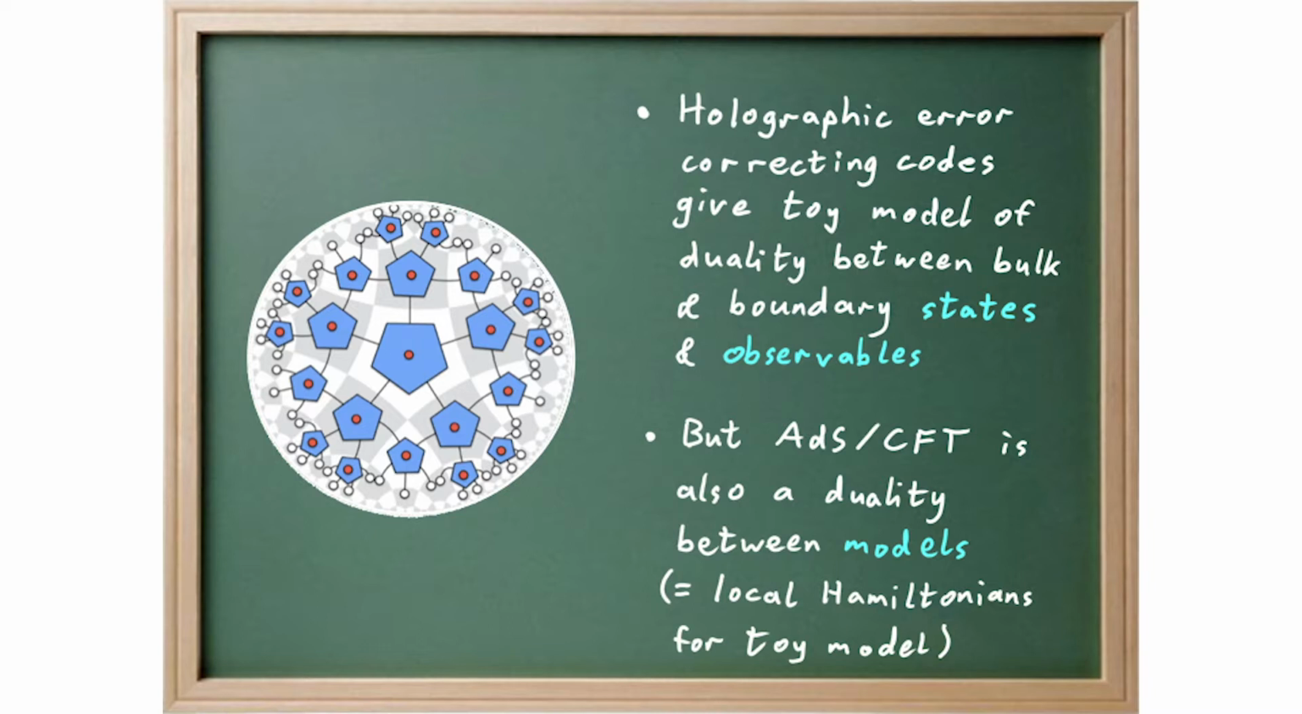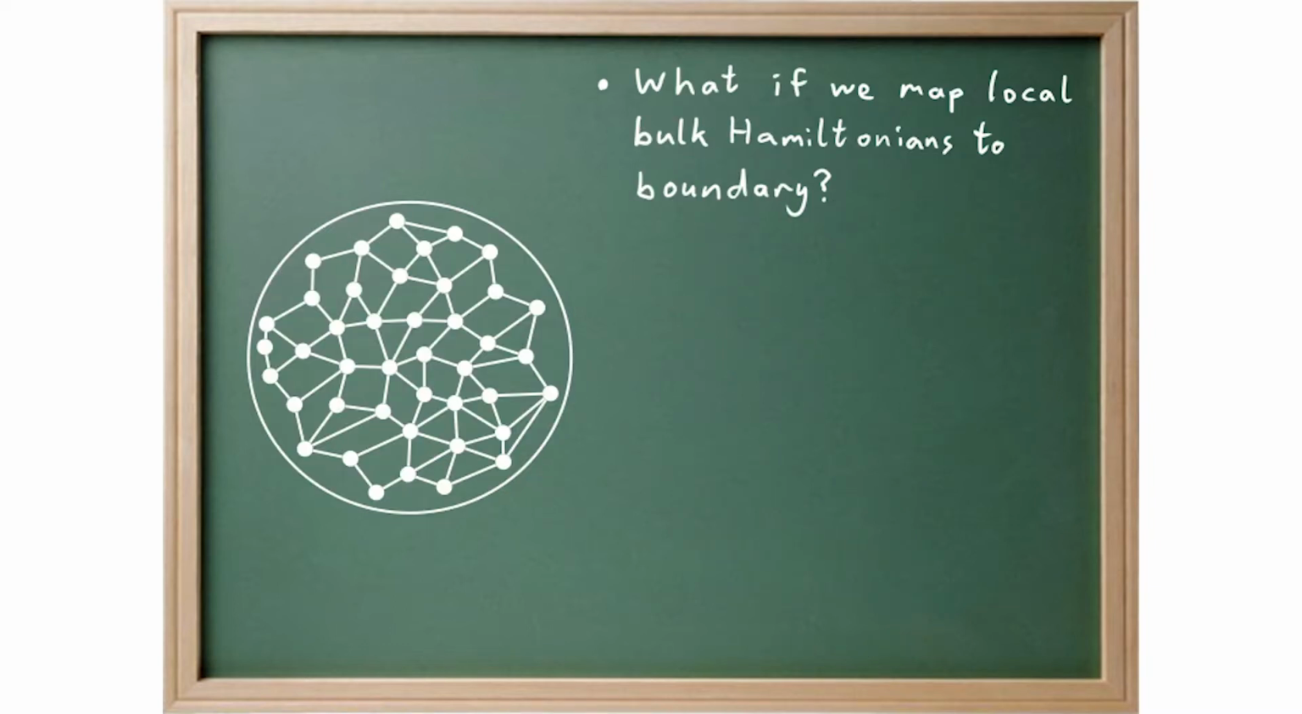But AdS/CFT is not just a duality about observables and states. It's also supposed to be a duality about models, including the time dynamics, the energies, the whole physics, not just static things. In these toy models, this means that an AdS/CFT toy model ought to also encompass a duality between local Hamiltonians in the bulk and local Hamiltonians in the boundary. So let's see what happens when we use the HaPPY code to do such a duality, to see what Hamiltonians in the bulk map to on the boundary.